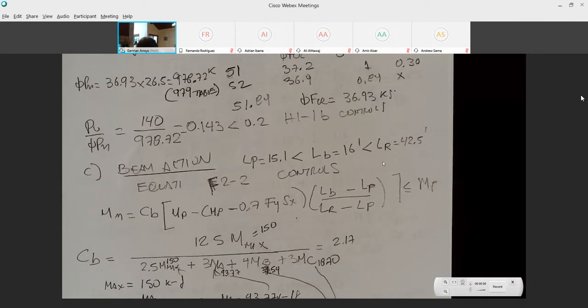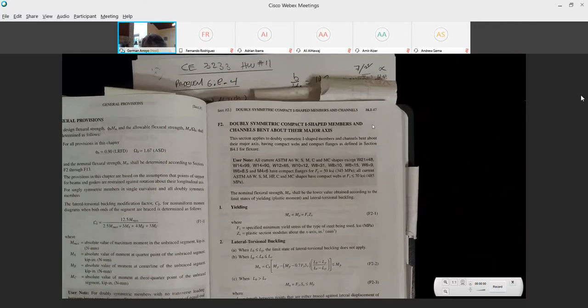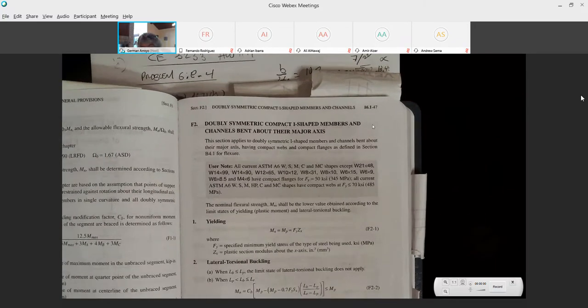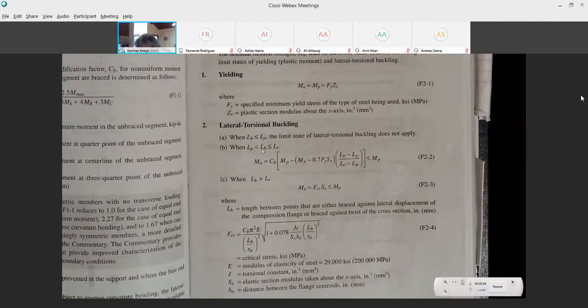that, look, this is a page that you already know by heart where to find. 16.147 in here, because we are between L sub P and L sub R, this is the equation that controls, so we need to compute C sub P.